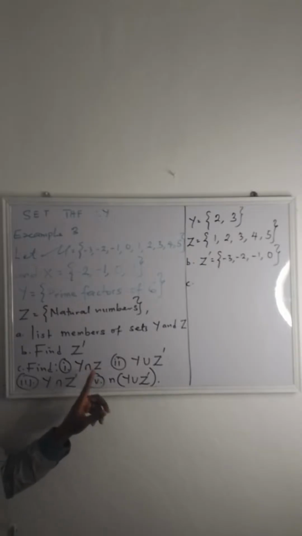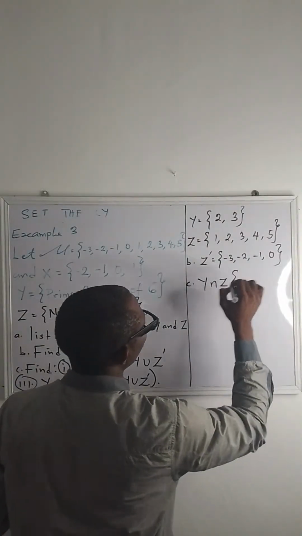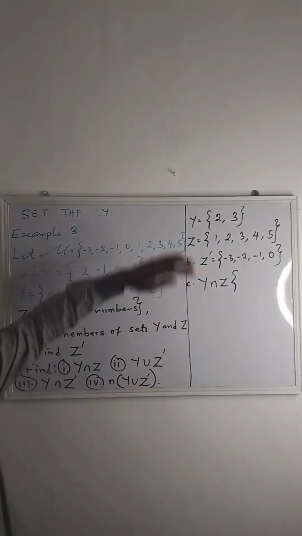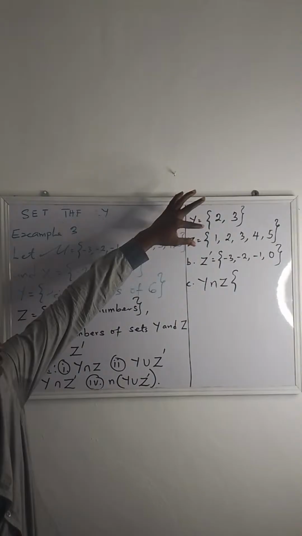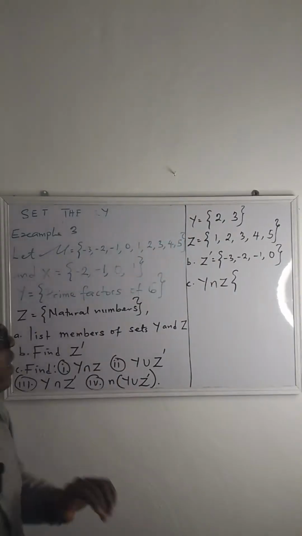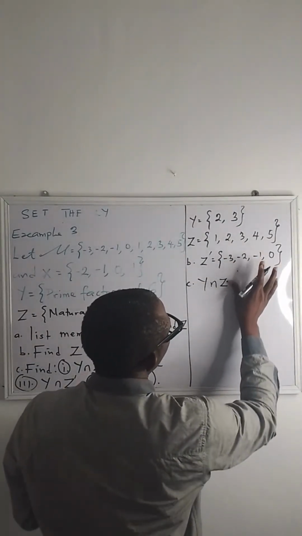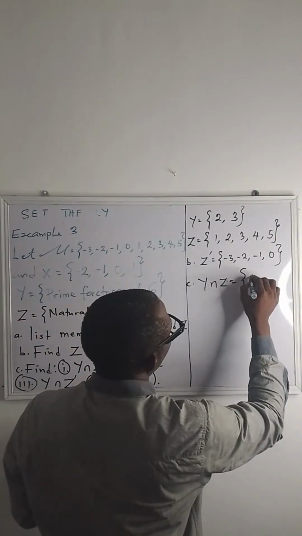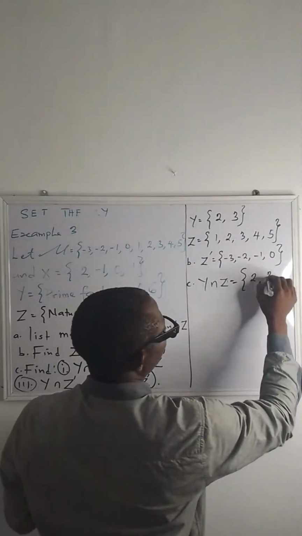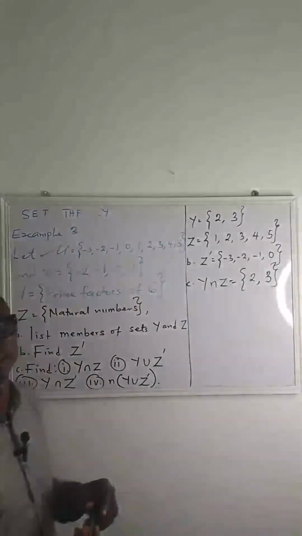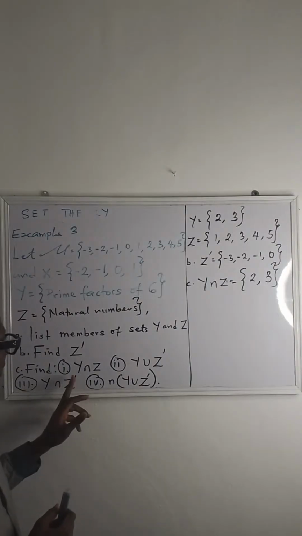Now let's look at it. So we want to get Y intersection Z. All you just need to do is go to set Y and set Z. Look for elements that are in Y and are also in Z. So I can see 2 here, 2 is also here. So we have 2. I can see 3 here, and we also have 3 here, so we have 3. All right, so that is the answer to that problem. Now let's look at the next one.